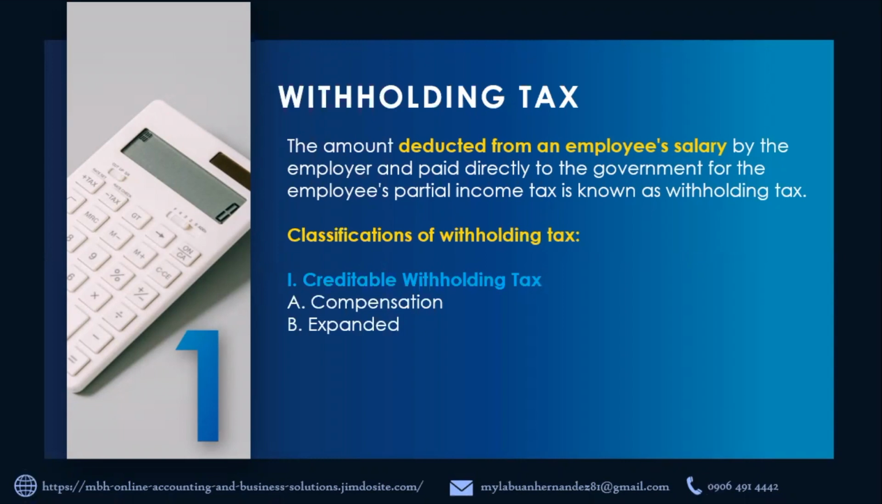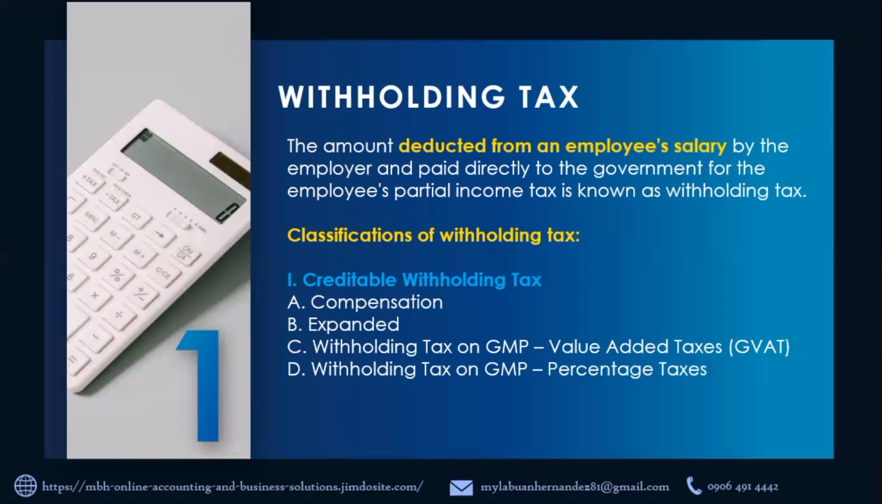Expanded is prescribed on certain income payments and is creditable against the income tax due of the payee for the taxable quarter or year in which the particular income was earned. Withholding tax on GMP for value-added taxes or GVAT is the tax withheld by national government agencies before making any payments to VAT-registered taxpayers on account of their purchases of goods and services.